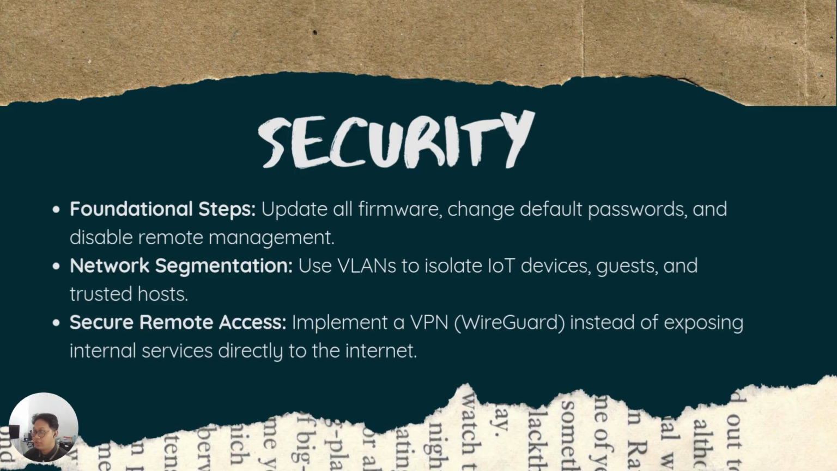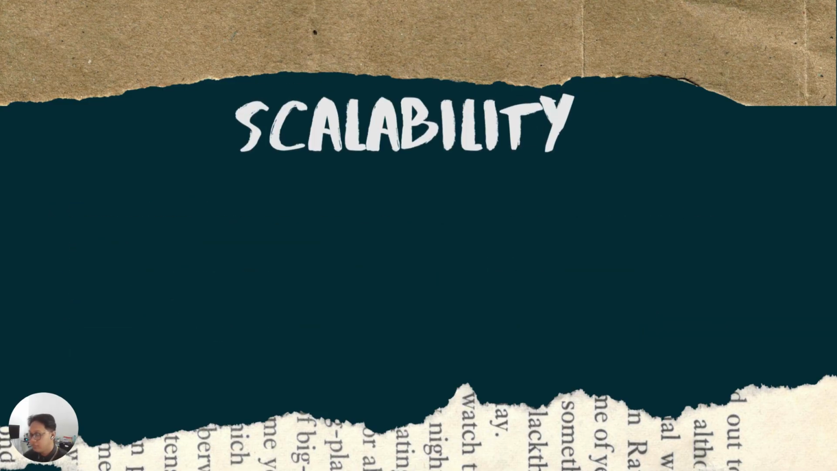For the security side, we can do a foundation step, which is we need to update all the firmware, change default password, and disable remote management. We also can do network segmentation, which is we can use VLAN to isolate IoT devices, guests, and trusted hosts. Next, we also can secure remote access, which is implement a VPN using something like WireGuard instead of exposing internal services directly to the internet.